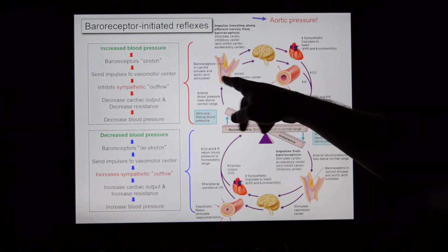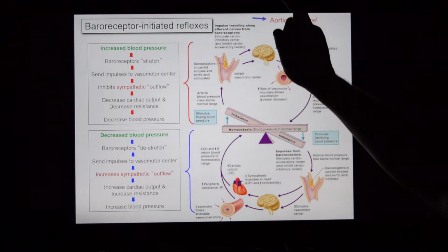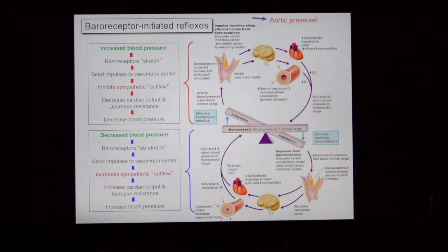If the baroreceptors tell the brain that the pressure's too high, your body's got to take steps to bring it back down. If the pressure's too low, the baroreceptors pick up that the pressure's too low and will take steps to bring that pressure back up. It's a very simple process. So how does it work? Let me describe.